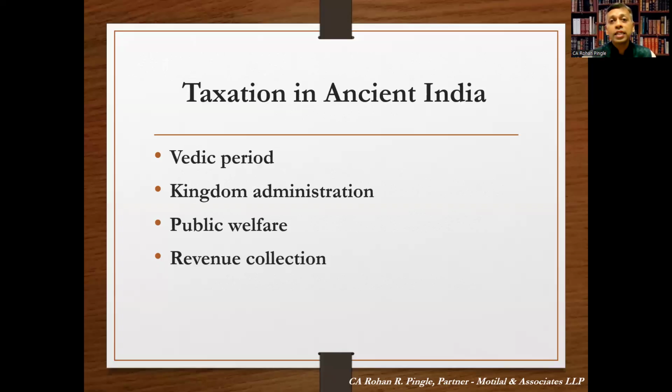Next, let's see taxation in ancient India. The concept of taxation existed in India thousands of years ago. Ancient rulers collected revenue to maintain armies, build infrastructure, administer justice, and support public welfare. Taxation was considered a necessary contribution for governance and security, which is the base of direct tax. Even ancient texts discuss principles of fair taxation.